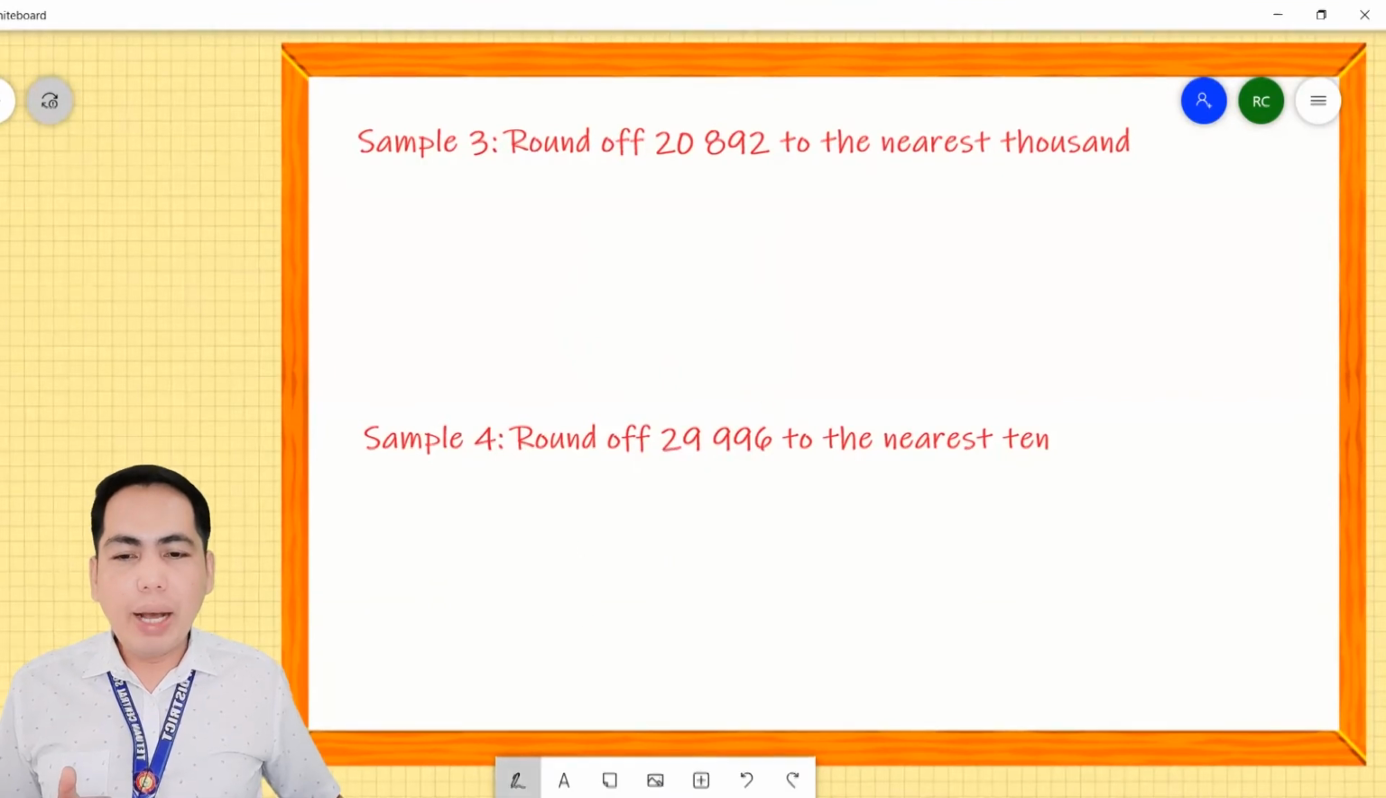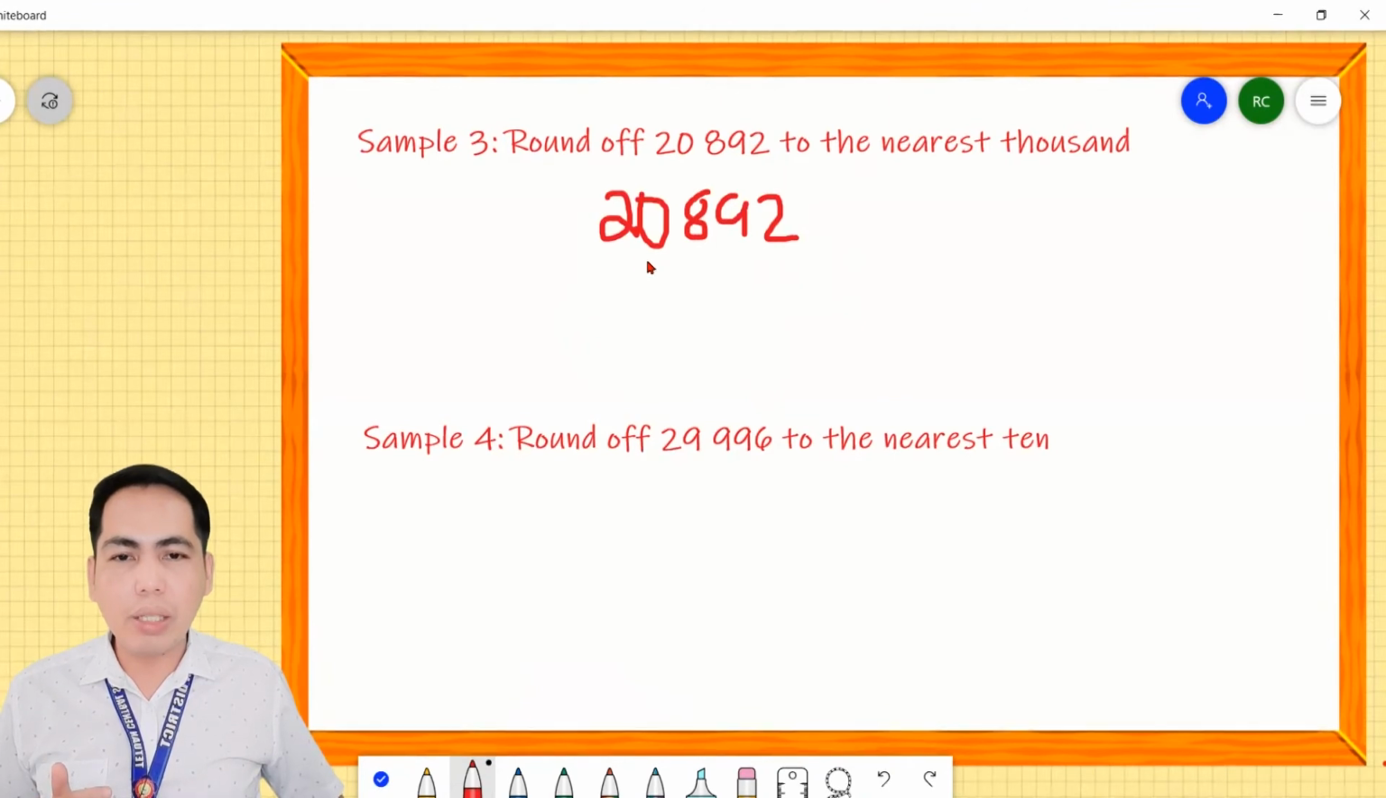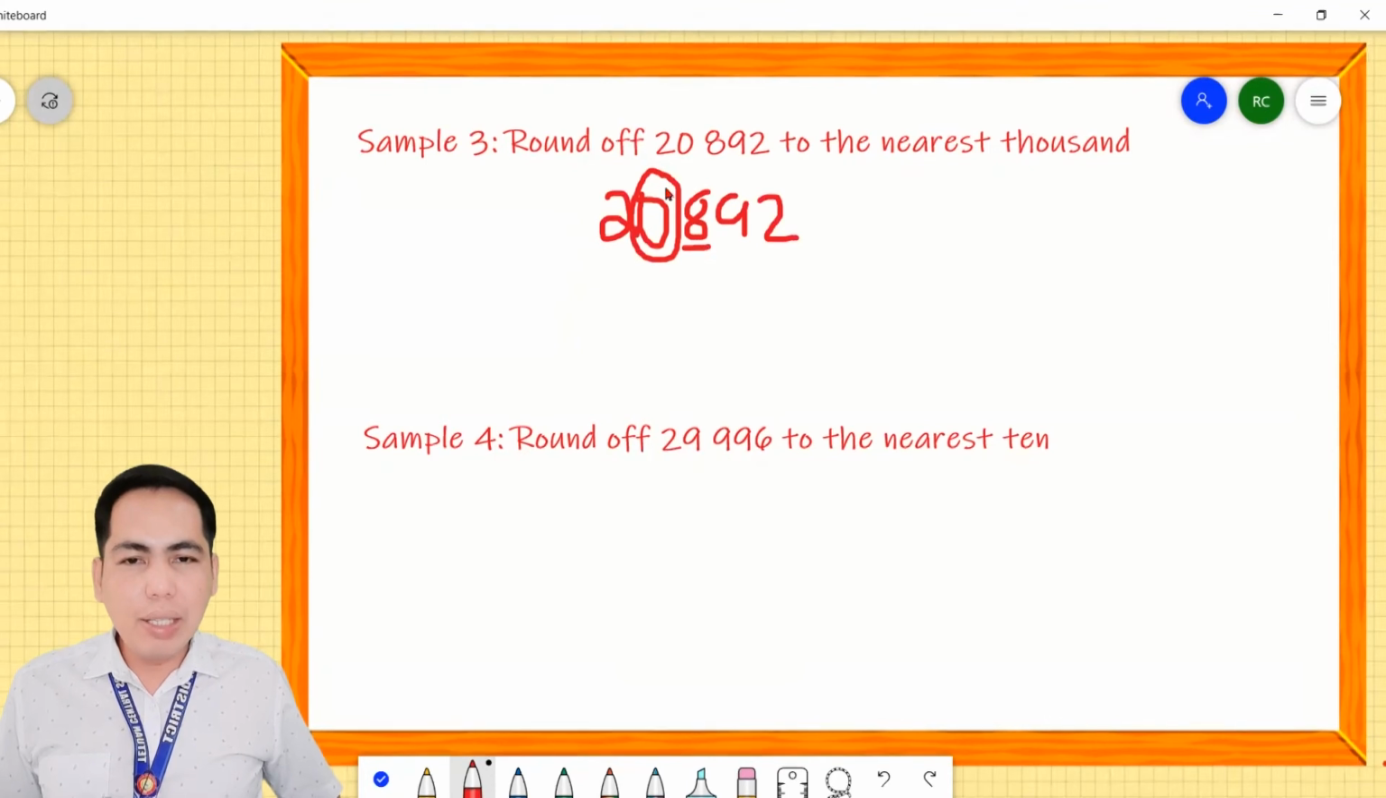So again, we have to identify the digit that we are going to round off. The digit that we are going to round off is 0 because 0 is found in the thousands place. And then we have to underline the digit after it, and that is 8. So according to the rule, if this digit is 5, 6, 7, 8, or 9, plus 1 to the digit that we are rounding off. So since this is 8, plus 1. So 0 plus 1 will become 1.